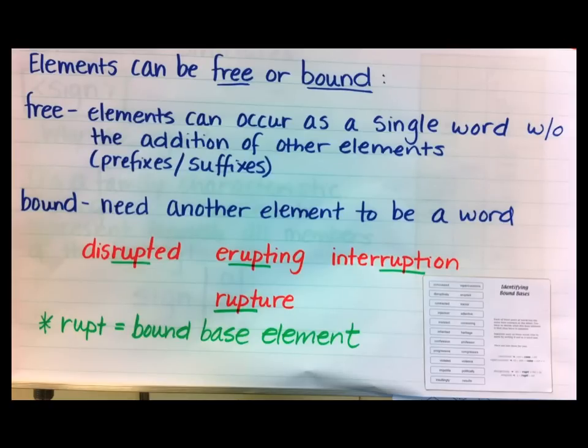Elements can be free or bound. We talked a little bit about this when Pete was here, and I know some of you have gone further with this with your students. It's hard for me to remember this for some reason, and I'm constantly having to refer back to remind myself. But basically, free elements can occur as a single word without the addition of other elements. So they don't need to have prefixes or suffixes to be seen as a word. Bound elements, however, need another element to be a word, so they have to have something bound to them.